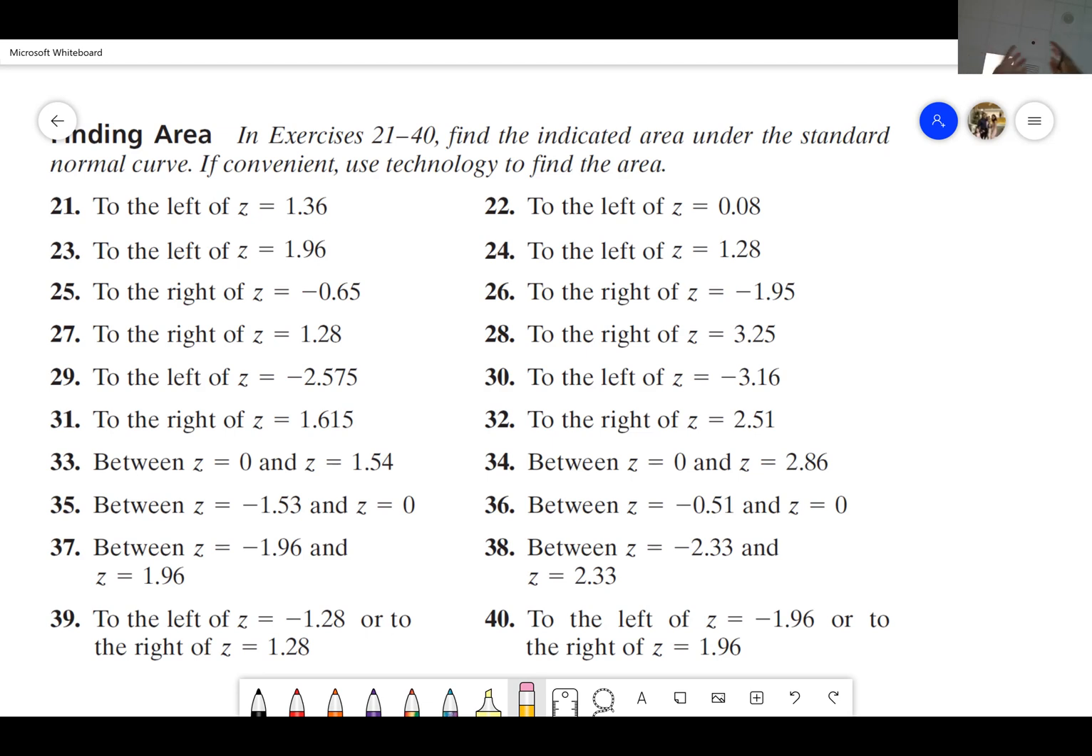All right, so why do we worry about this? Because before we had these calculators, we had just a chart, and that chart was just for the standard normal distribution. And what we did is we standardized.